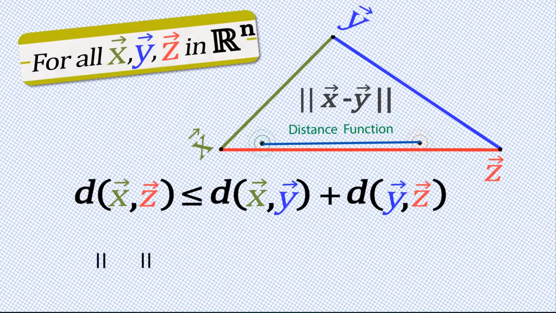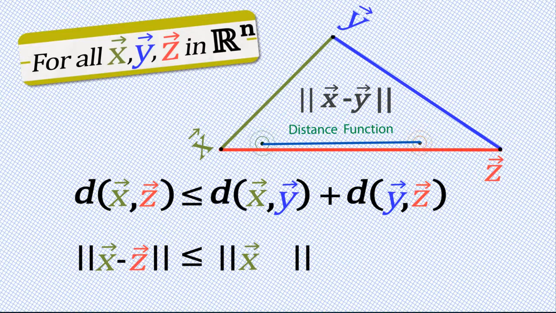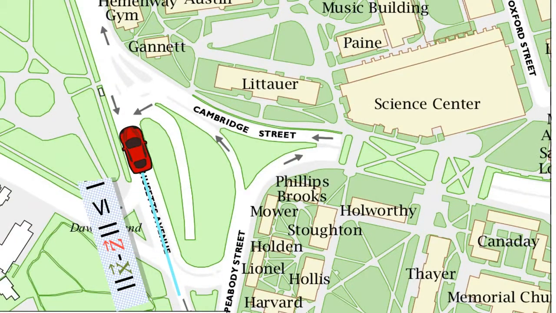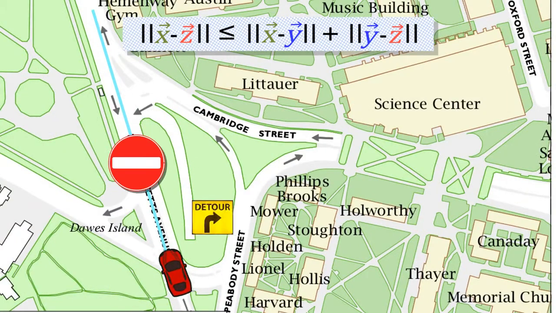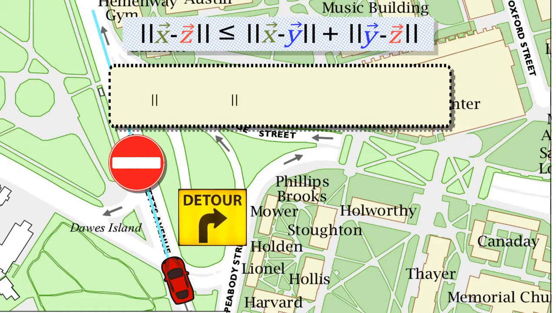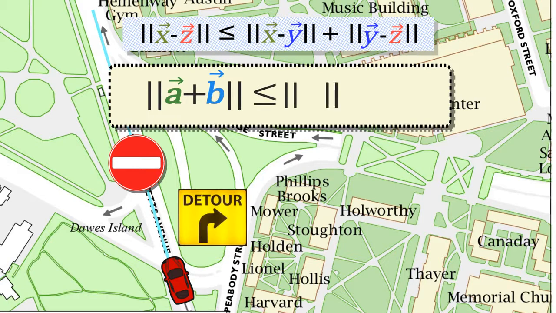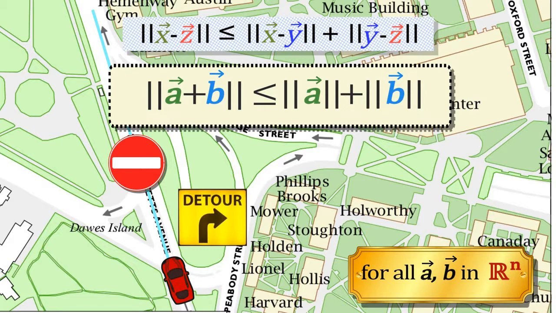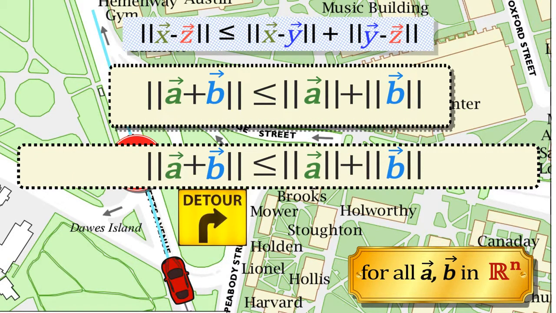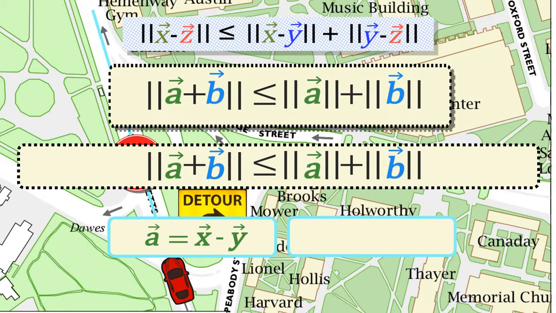So in our case, the norm of x minus z is less than or equal to the norm of x minus y plus the norm of y minus z. We could prove this directly, but instead, we are going to prove that the norm of a plus b is less than or equal to the norm of a plus the norm of b for all a, b in Rn. The result then follows by substituting a equals x minus y and b equals y minus z.